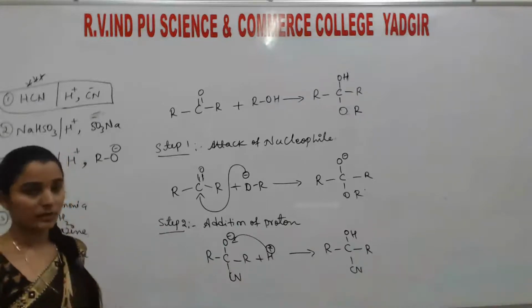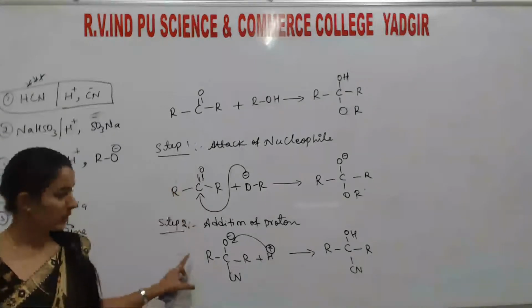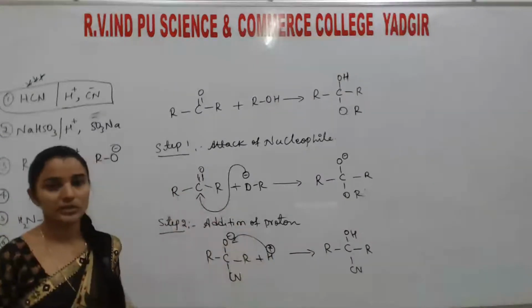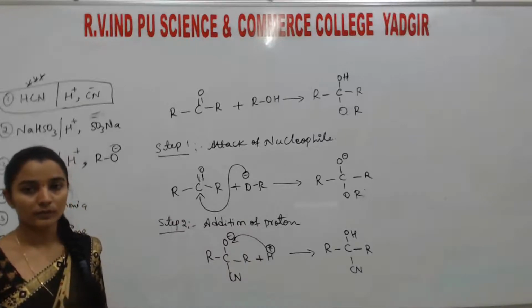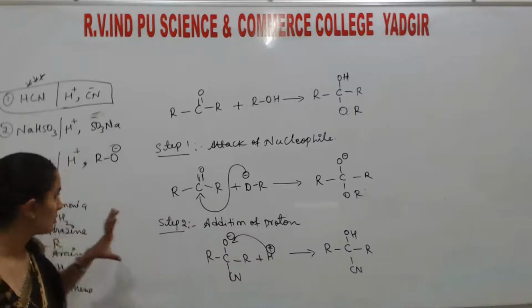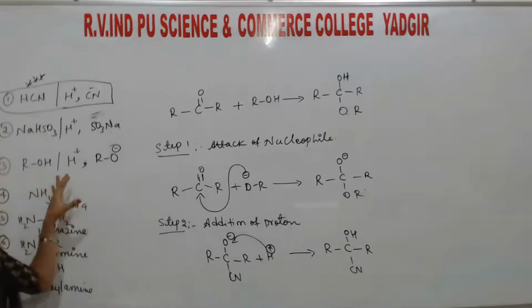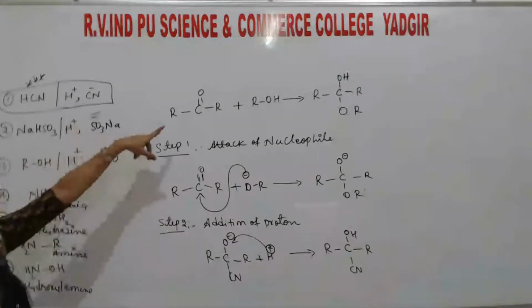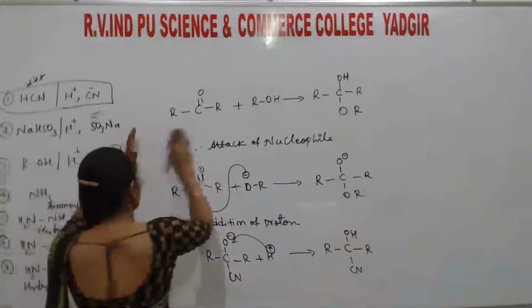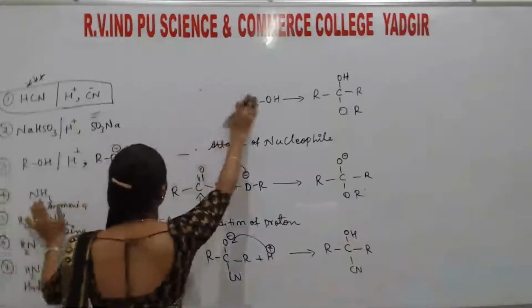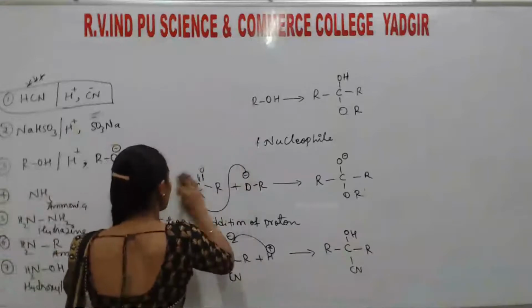This is the mechanism. Step 1, step 2. Step 2 is always the same. Step 1 is different with respect to the reagent we are going to take. Okay. So this is all about chemical properties of the carbonyl group. Next one is, especially, when they react with ammonia derivatives.